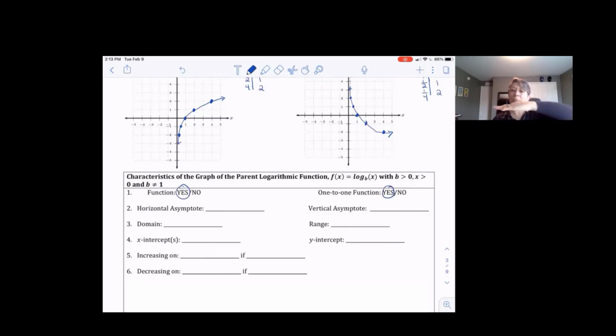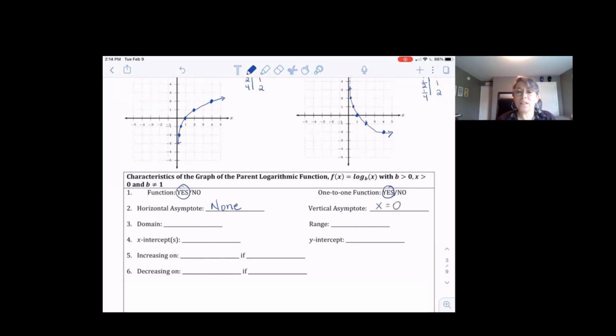Horizontal asymptote, there doesn't seem to be a value that the y is approaching when the x gets large, either positively or negatively. There are no horizontal asymptotes. However, there are vertical asymptotes. Notice we're not shifting left and right. It is not crossing the y-axis. So that's a vertical asymptote of x equals 0.